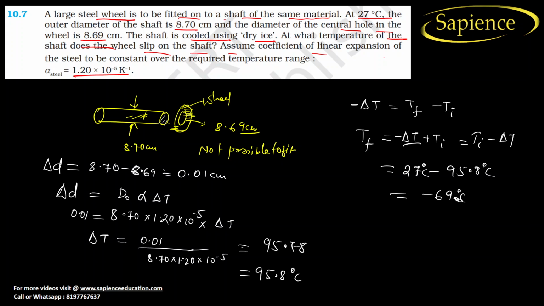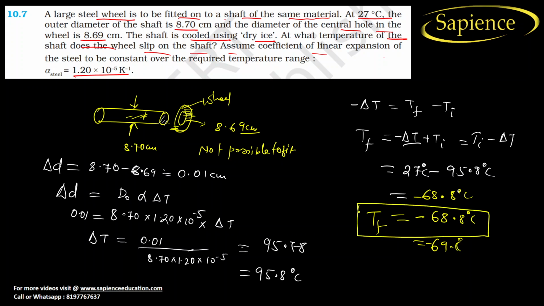It is not exactly 69 degrees Celsius. I have taken it as approximate, but if you want accurate, you can find accurate. So accurate will be 68.8 degrees Celsius. So approximately the final temperature will be minus 68.8 degrees Celsius or minus 69 degrees Celsius. So whatever you want to take. I hope you have understood this is the final temperature.